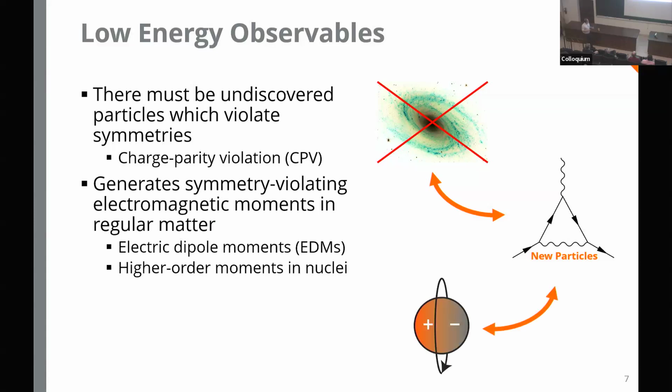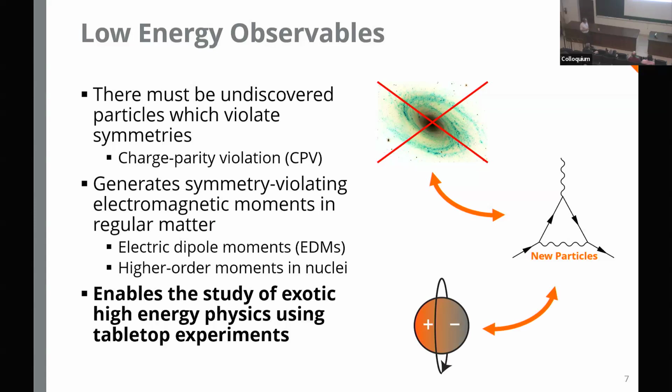This generates symmetry violating electromagnetic moments in regular matter. For example, permanent electric dipole moments or higher order electromagnetic moments in nuclei, some of which I'll talk about in a bit. And this enables the study of exotic high energy physics to probe these fundamental mysteries using small-scale tabletop experiments that only have to deal with regular matter like electrons and neutrons and protons.